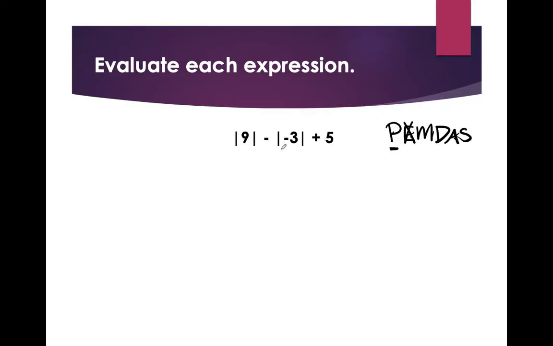So you see here we have 2 absolute value bars. We're going to evaluate those absolute values first. So the absolute value of 9 is 9, and the absolute value of -3 is 3. And then we can bring down the subtraction and the addition, and then order from left to right. 9 minus 3 is 6, and 6 plus 5 is 11.